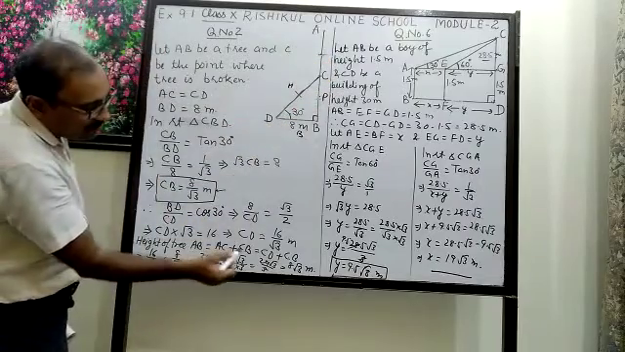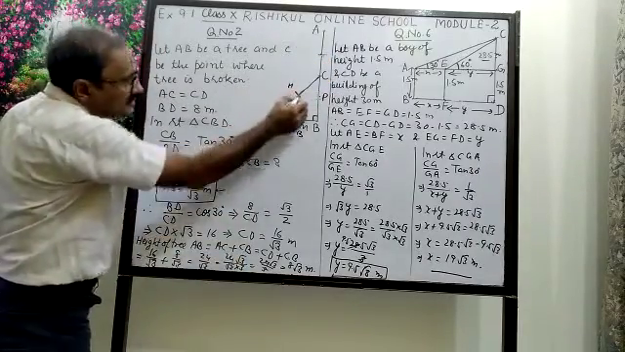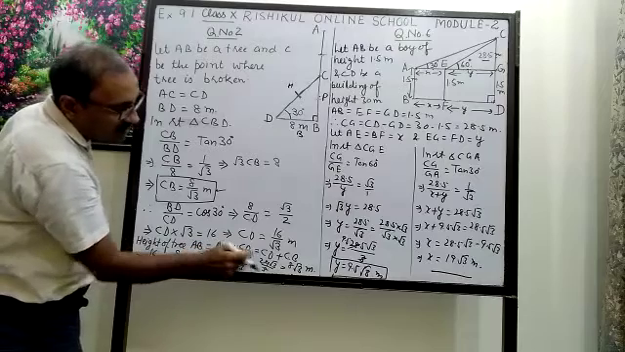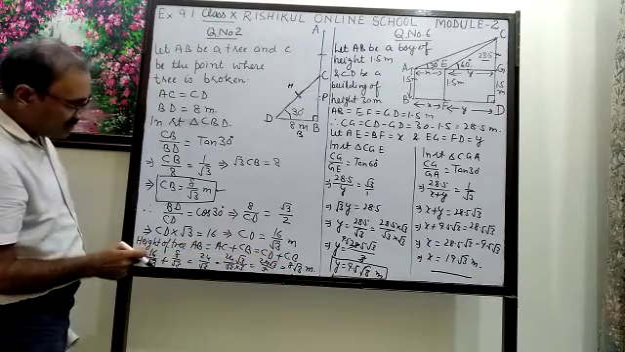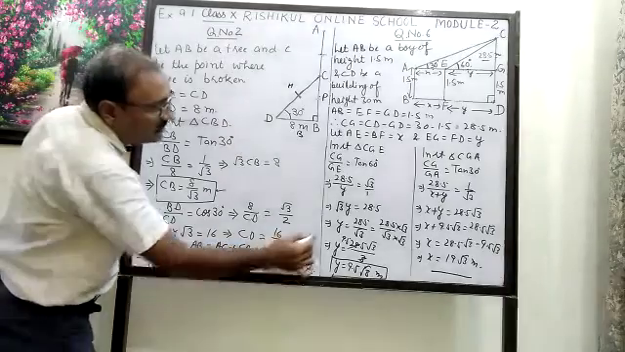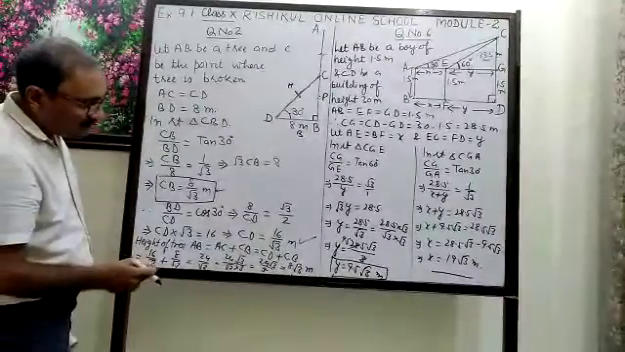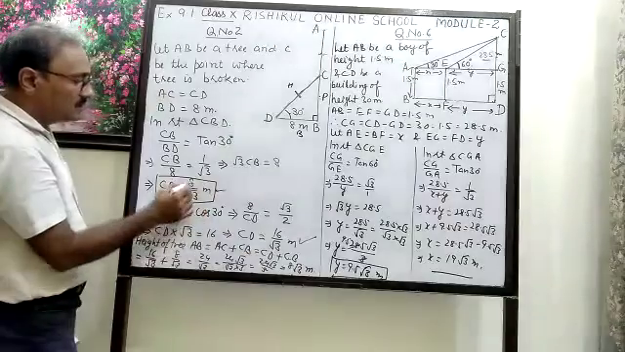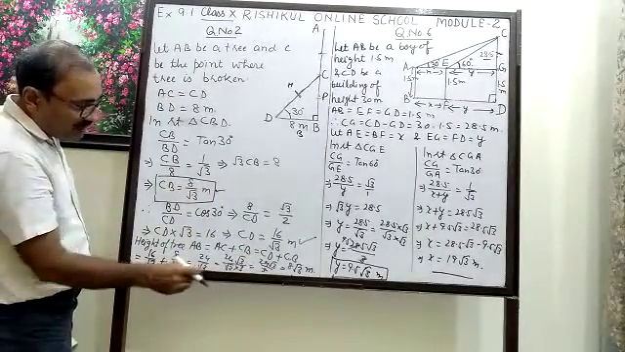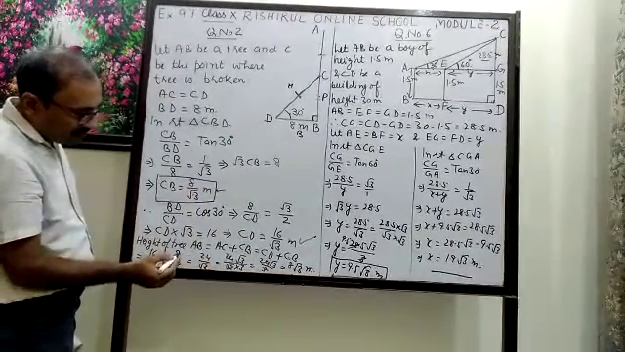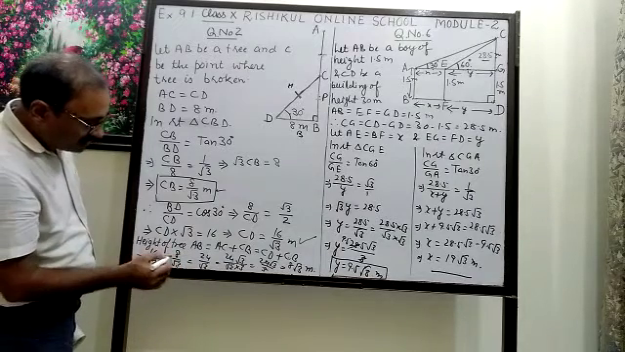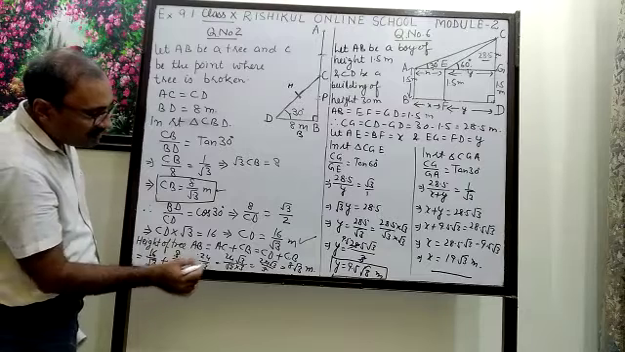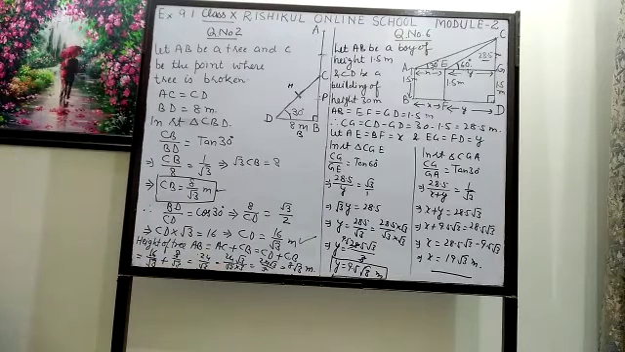You see, AC plus CB, and AC is equal to CD. So AB equals CD plus CB, and CD is 16 upon root 3, and CB is equal to 8 upon root 3. The denominators are the same, root 3, so we add numerator to numerator: 16 plus 8, 24 upon root 3. Rationalize the denominator, and we will get 8 root 3 meters as the height of the tree.